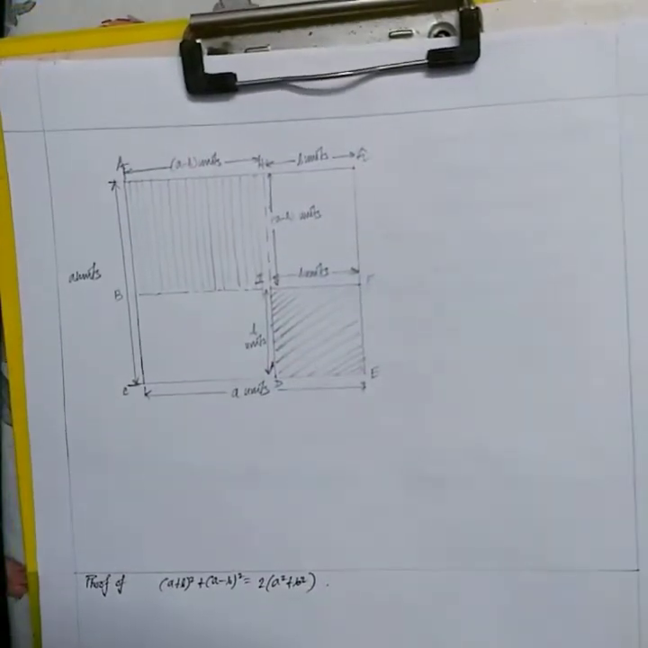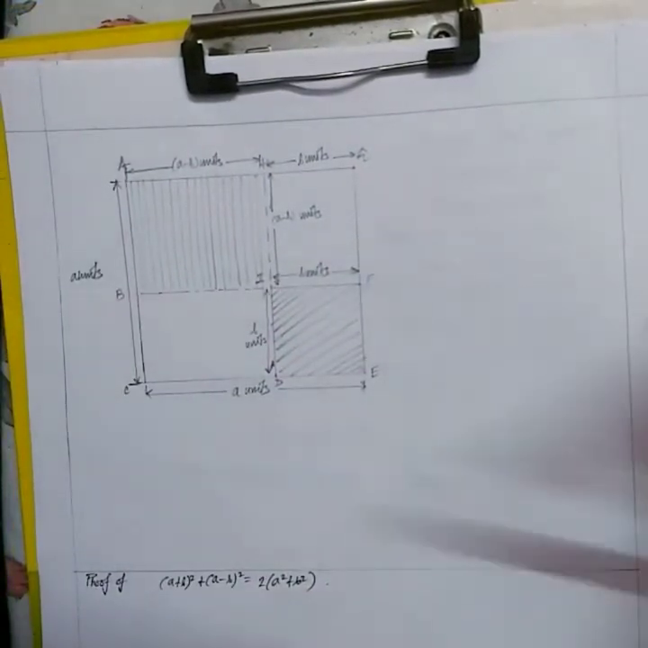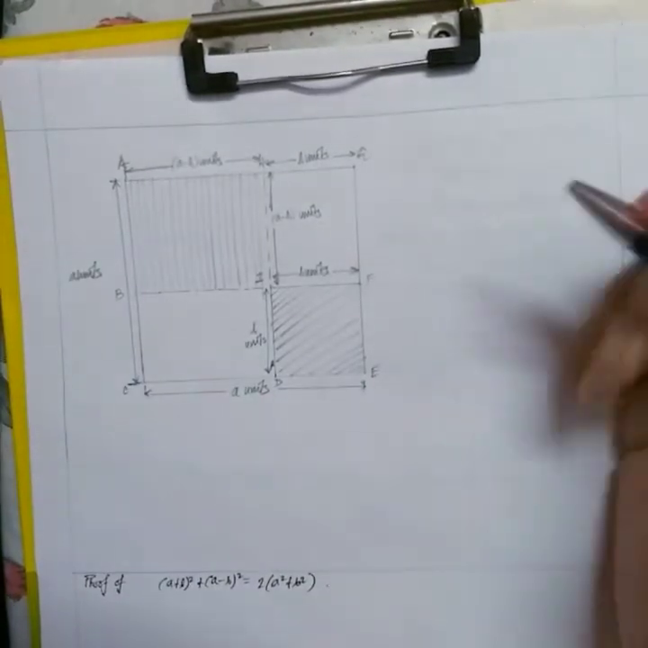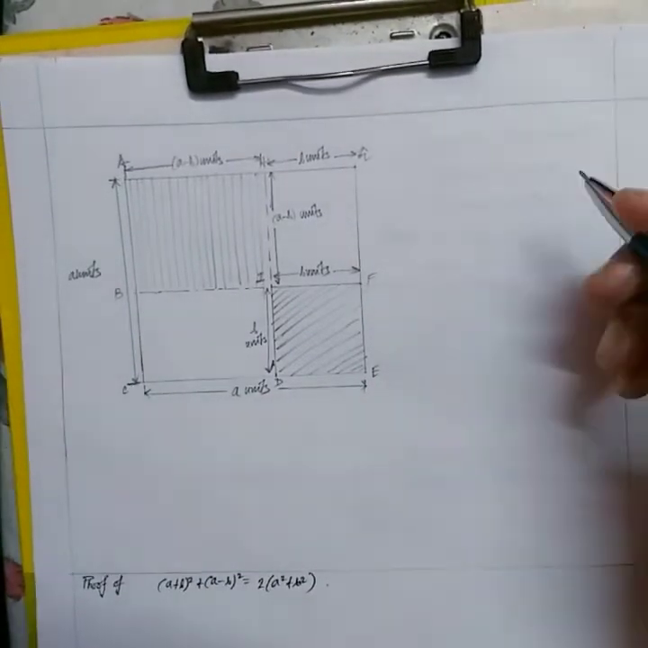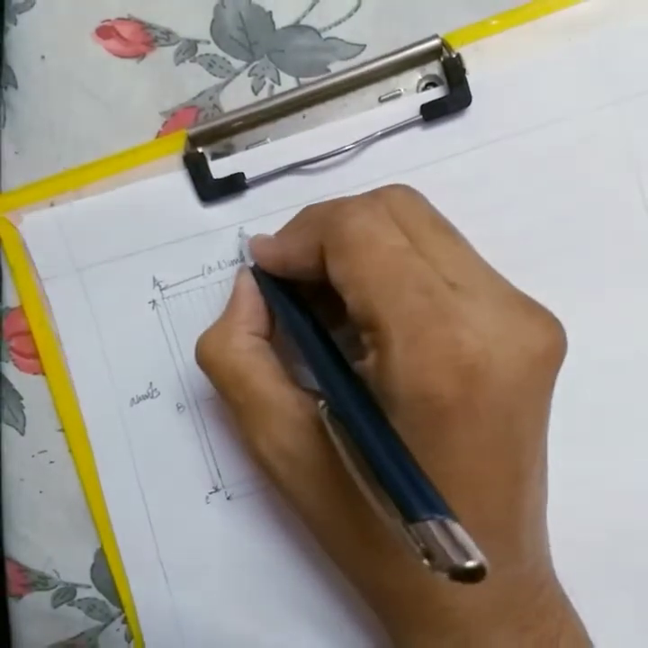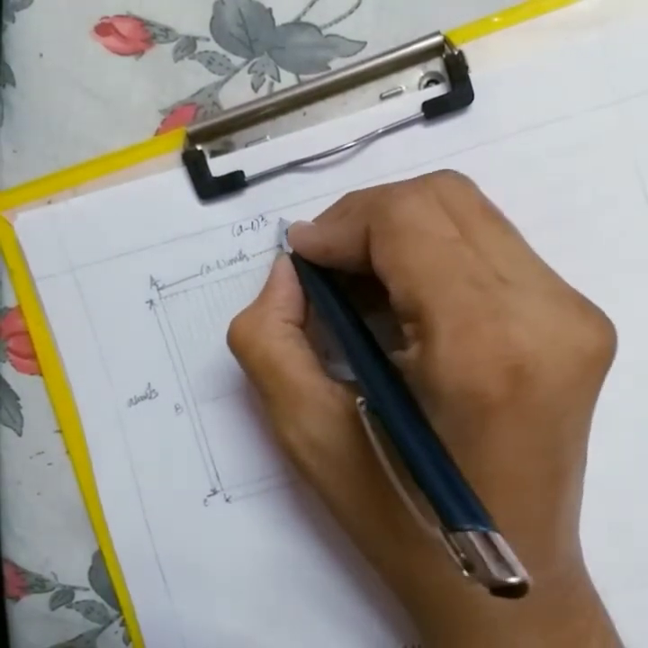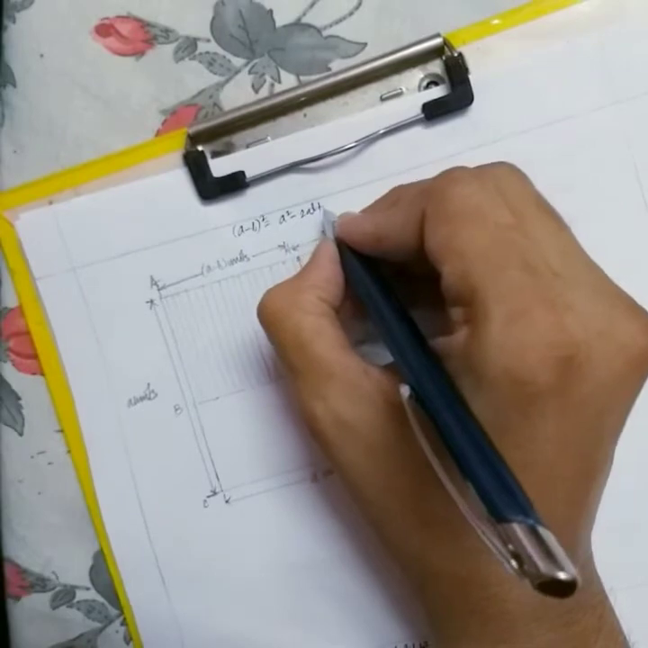Hello students, so today we are going to discuss the proof of the formula (a minus b) whole square is equal to a square minus 2ab plus b square. This formula, (a minus b) whole square is equal to a square minus 2ab plus b square.